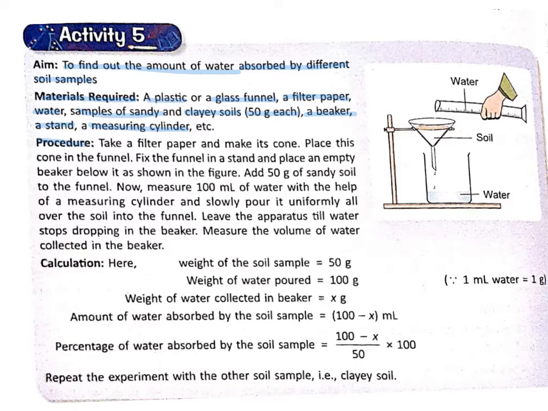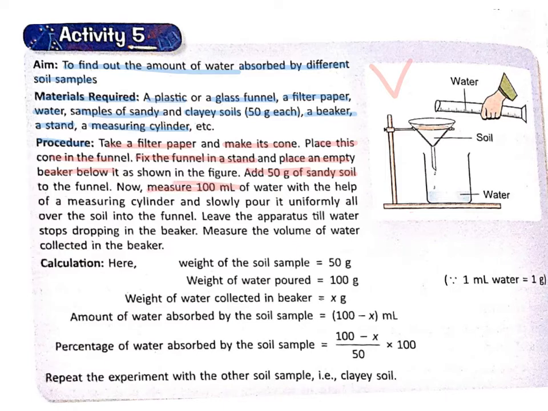Procedure. Now children, what we have to do is take a filter paper and make its cone like this. Place this cone in the funnel. So here is the funnel, and in this funnel you have to place the filter paper. Fix the funnel in a stand and place an empty beaker below it. So here is the empty beaker. Now in this funnel we have to add 50 gram of sandy soil.